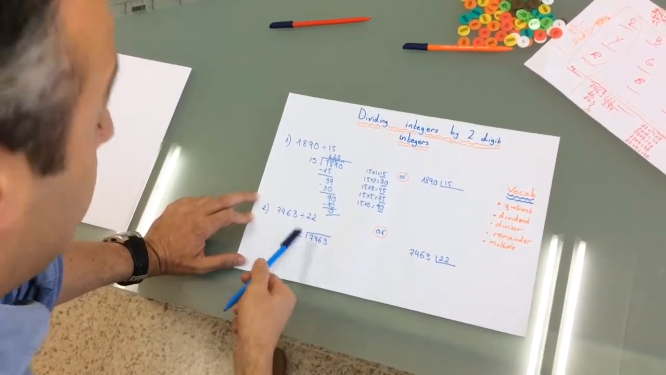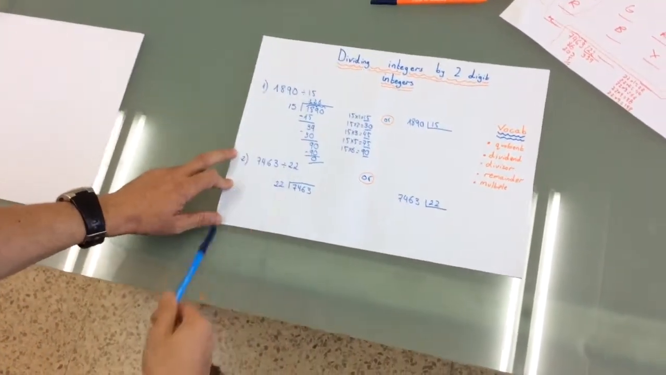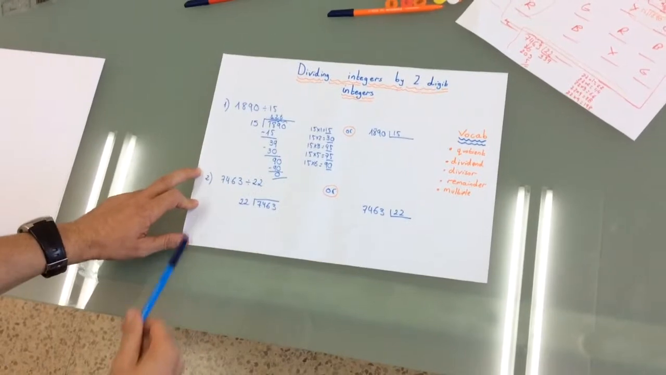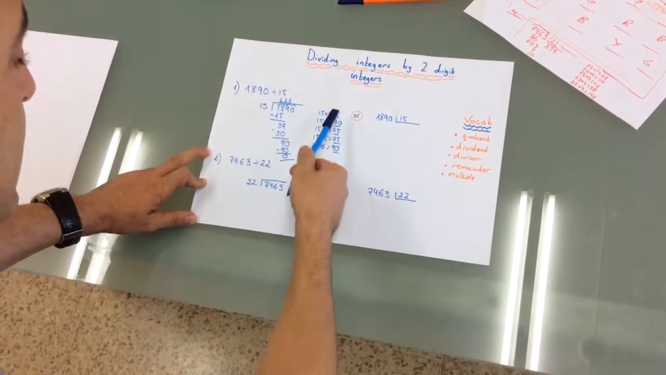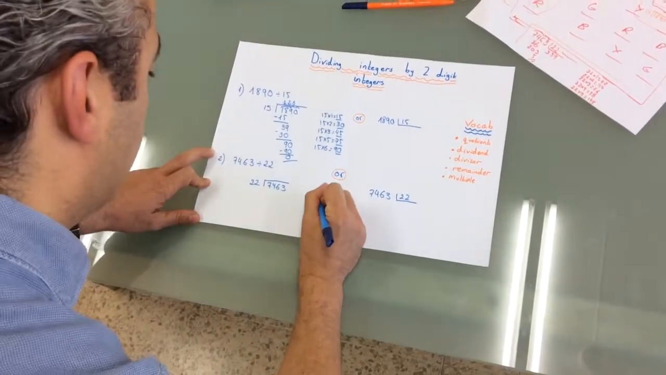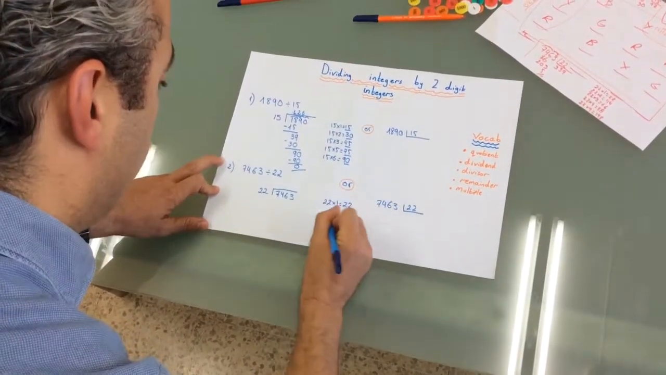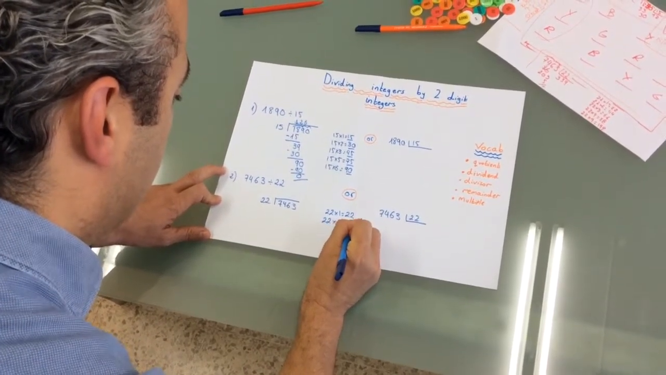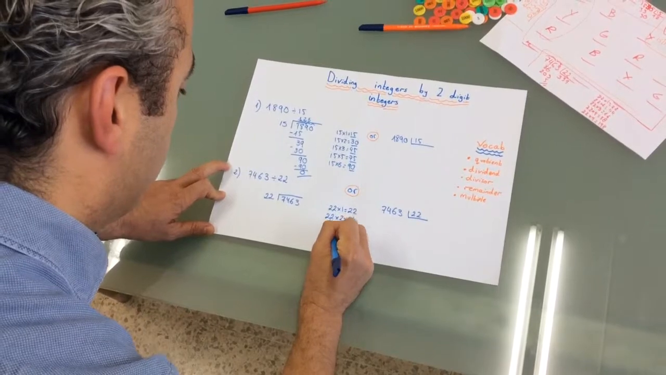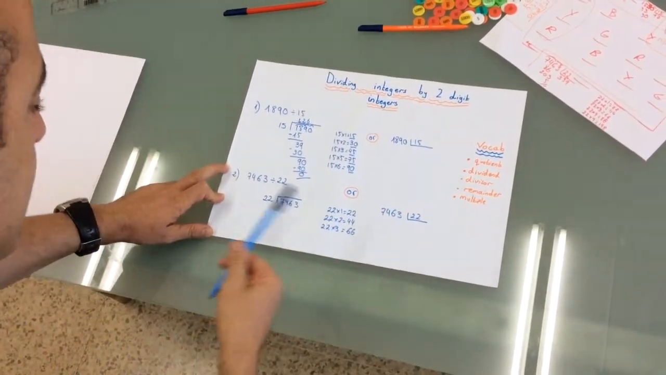If we have a look at the second example, we've got 7,463 divided by 22. So we're going to follow the same process. We're going to look at some of the multiples of 22 that are going to help us in this division. I'm going to put the first 3 or 4. 22 times 1, 22 times 2, 22 times 3. We'll see if we need any more. Let's start.